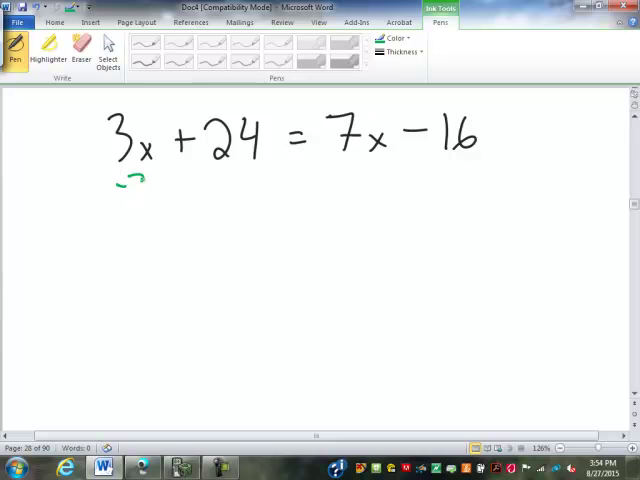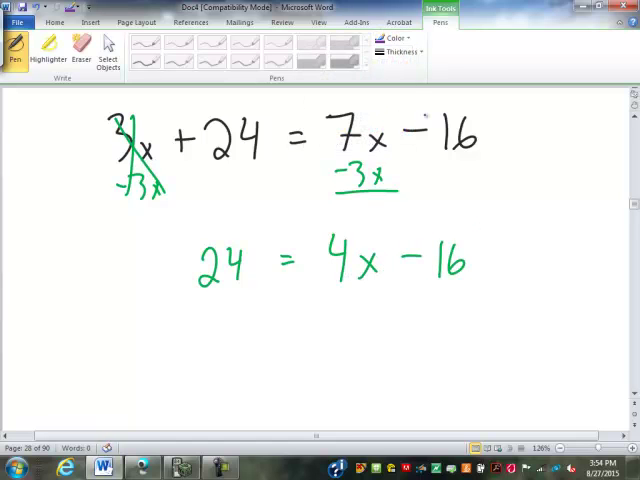So if I subtract 3x, it's gone here, leaving us 24. Then what? Subtract 3x from the 7x on the other side to get 4x minus 16. And then add 16. So I get 40 equals 4x. And then divide by 4. 10 equals x.